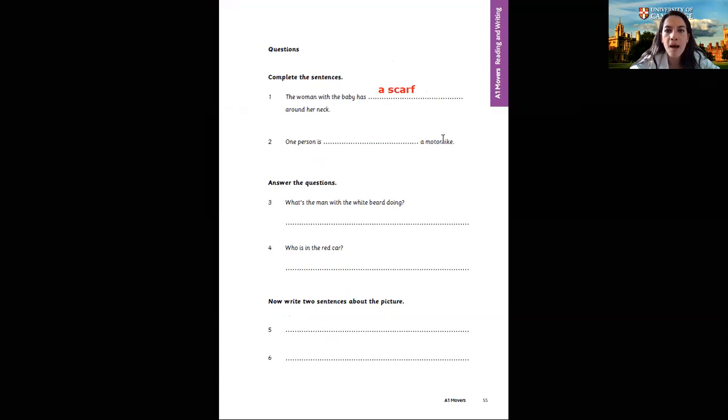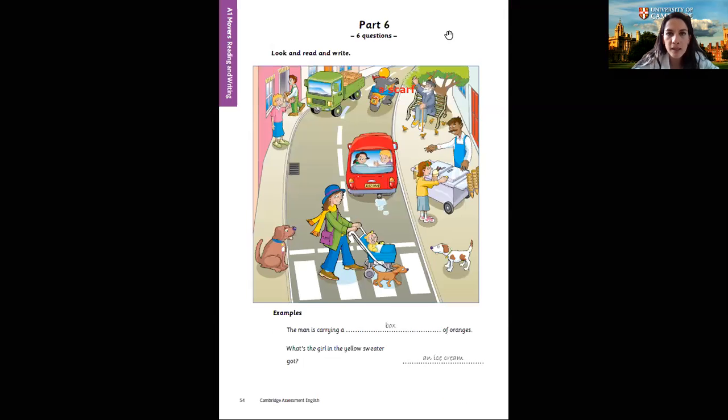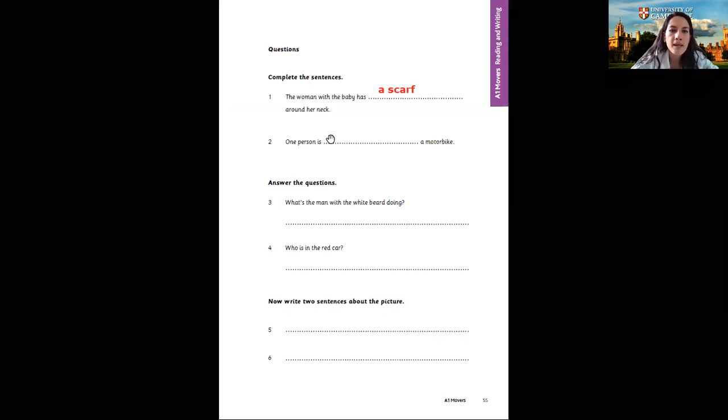Then one person is blank a motorbike. You have to find the person on the motorbike here, okay? And you have to write what is the person doing? Well, what's the verb for the motorbike? It's riding, okay? So one person is riding. Be careful with the tenses. If you have an is, you have to use ing, okay? And the correct verb, and that's all. You don't have to complicate with big sentences or complex structures, okay? Then you have the part of answer the questions. What's the man with the white bird doing?